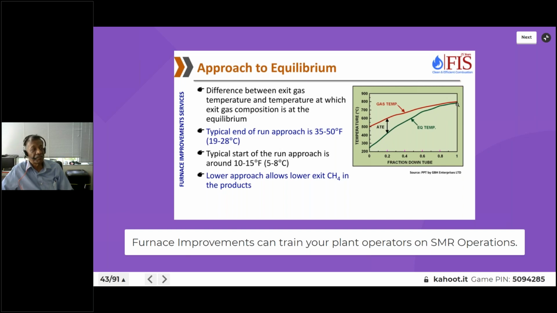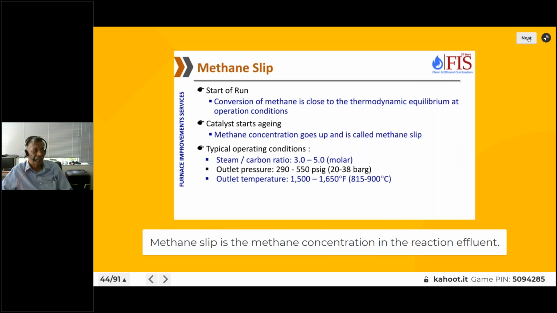So basically, a lower approach will get you lower exit methane in the product. So in the new plants, your temperature will be lower, and as the catalyst ages, your temperature will keep on going up. So for methane slip, at the start of run, we will be very close to equilibrium conditions, but as the catalyst starts aging, the methane concentration will go up, or we will have to raise the temperature.